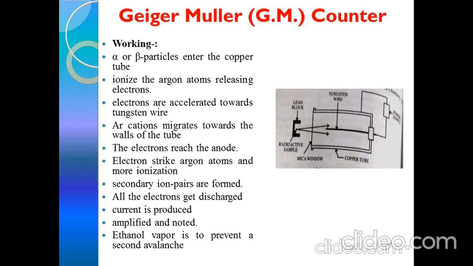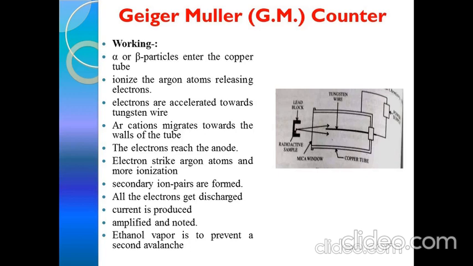While they are traveling, they strike argon atoms and more ionization takes place. Thus secondary ion pairs are formed. The secondary electrons cause further ionization. All the electrons get discharged at the anode and current is produced. The current is amplified and noted.